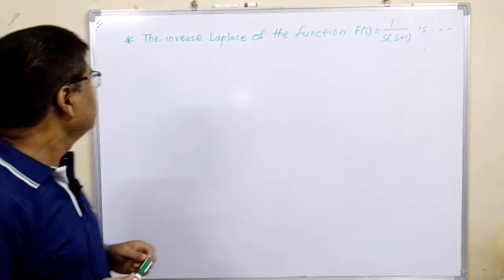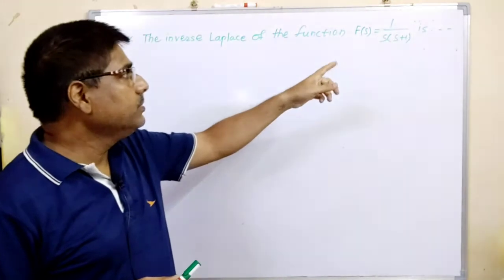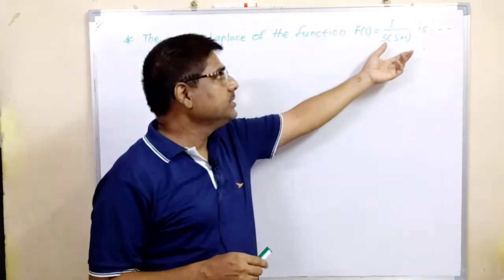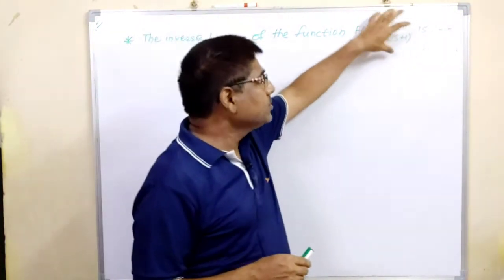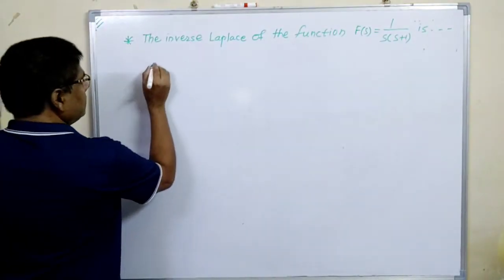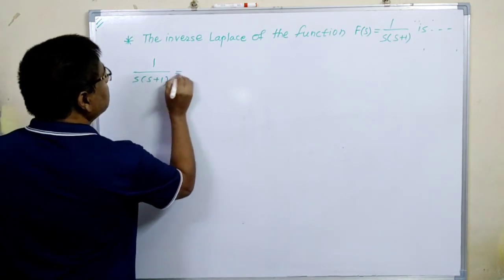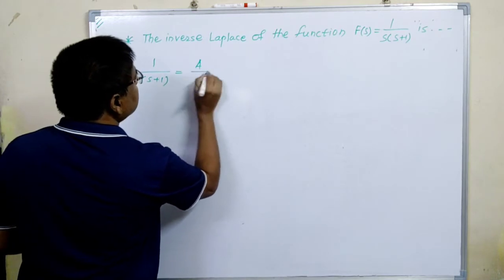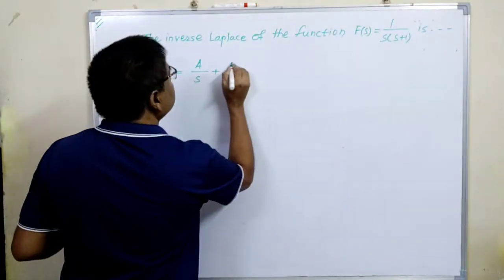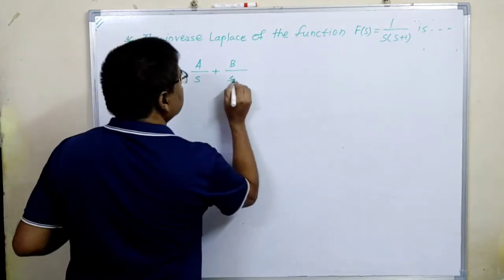Next problem is the inverse Laplace of the function f of s is equal to 1 upon s into s plus 1. To find inverse Laplace of this function, we are supposed to find partial fractions for this expression first. What is function? 1 upon s into s plus 1. This can be written as some constant a upon s, first factor, plus some another constant b upon second factor s plus 1.